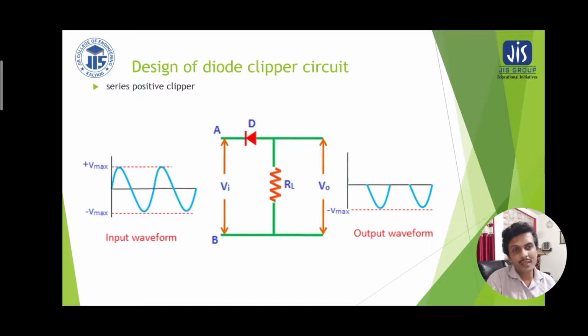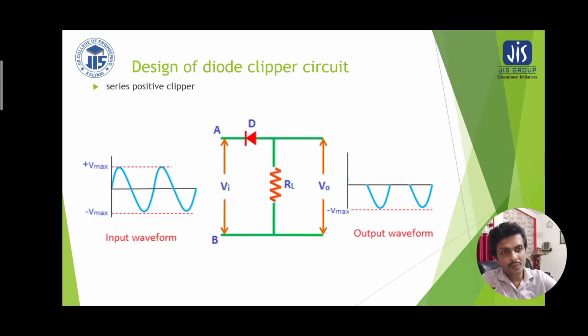One is the diode, another is the resistance, and the diode here is connected in series. As we pointed out in the beginning, in the series connection, the horizontal connection, the diode is present, and in the vertical connection, that is a shunt connection, a resistance is present. So the input signal is sinusoidal, and the output signal is also sinusoidal, but the positive half has been completely removed. Therefore it is a positive clipper circuit.